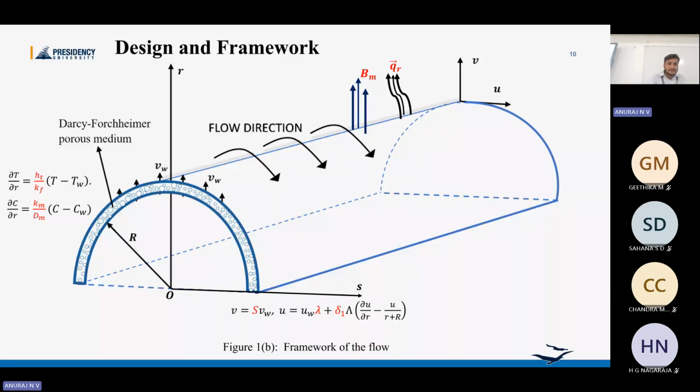And I'm also using the Darcy-Forchheimer model. That's why a porous medium is included here. This is my design framework, the schematic representation of my model.